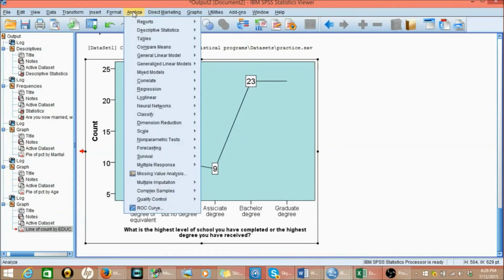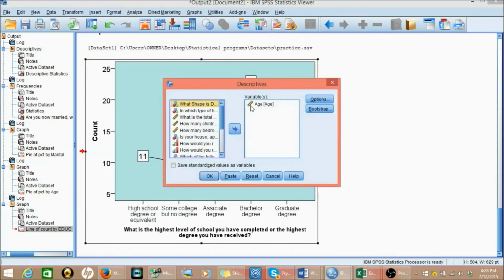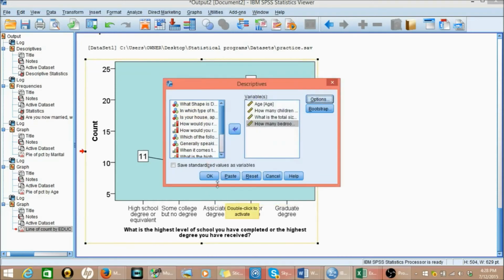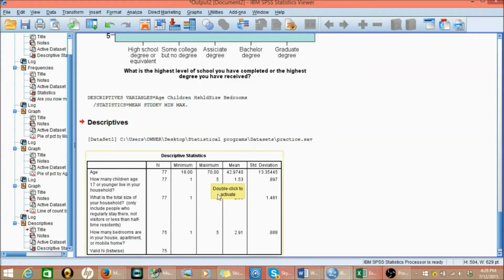I can analyze more than one thing. I can do more than one thing at a time. If I want to go into descriptives and I want to know about the age, how many children, total household size, how many bedrooms, I can do all of these. Their mean, minimum, maximum. I can hit continue. I can do them all at once, as you can see right here. Here are my labels.